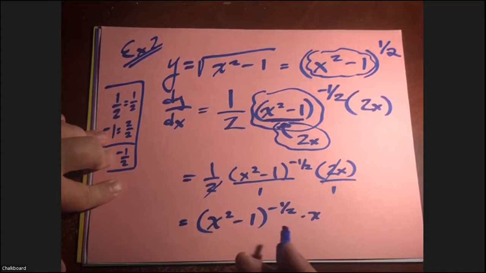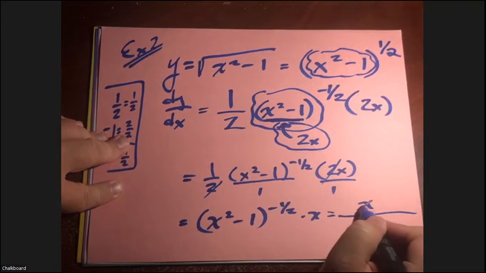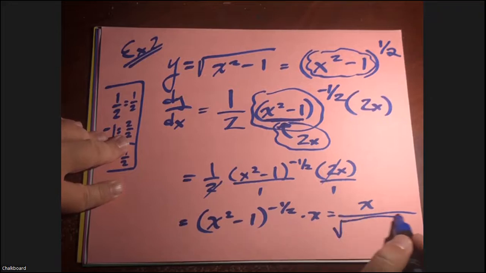If you wanted to write this again without negative or fractional exponents, it would look like this. X would be on the top, of course, because it doesn't have a negative exponent. X is just x, so it's a top number. But then on the bottom, I would give it a square root like that.